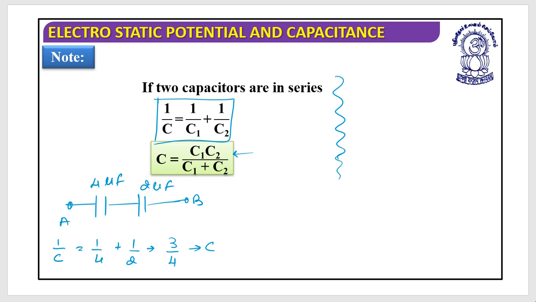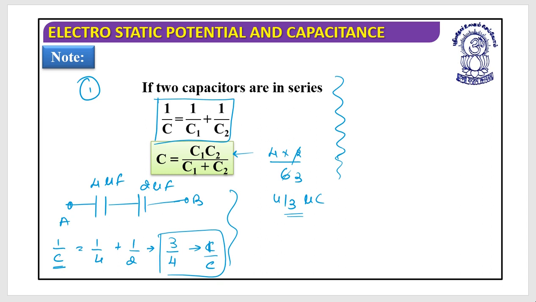I hope these things are clear to you. If I go with this, it is 4 into 2 divided by 4 plus 2, which is 6. So this is 4 by 3 microfarad. It is only the 1 by C. This is the answer of 1 by C; again you need to find out the C. So this will help me to calculate faster. This is the first aspect.